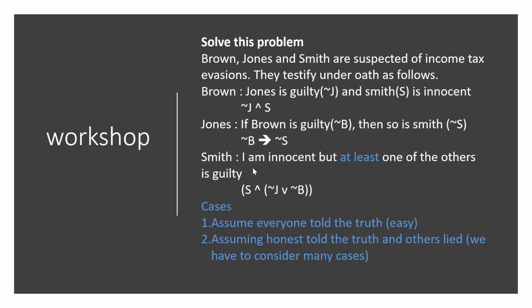Smith says, I'm innocent, but at least one of the others is guilty. So we're going to consider two cases. Assume that everyone is telling the truth. That's going to be an easy case for us to handle. Assume that the honest told the truth and the others lied. That's going to be a harder case for us to handle.